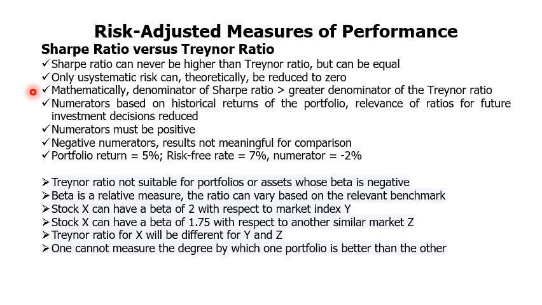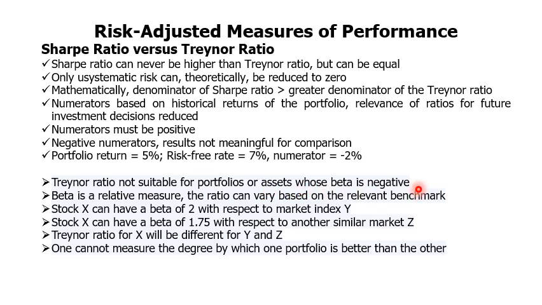The numerators are based on historical returns of the portfolio. This fact reduces the relevance of the ratios for making future investment decisions. Also note that the numerators in both the ratios must be positive, else the results are not meaningful. For example, if the portfolio return is 5% and the risk-free rate is 7%, the numerator is minus 2%. And the ratios will lose their meaning. Further, the Treynor ratio is not suitable for portfolio or assets whose beta is negative.